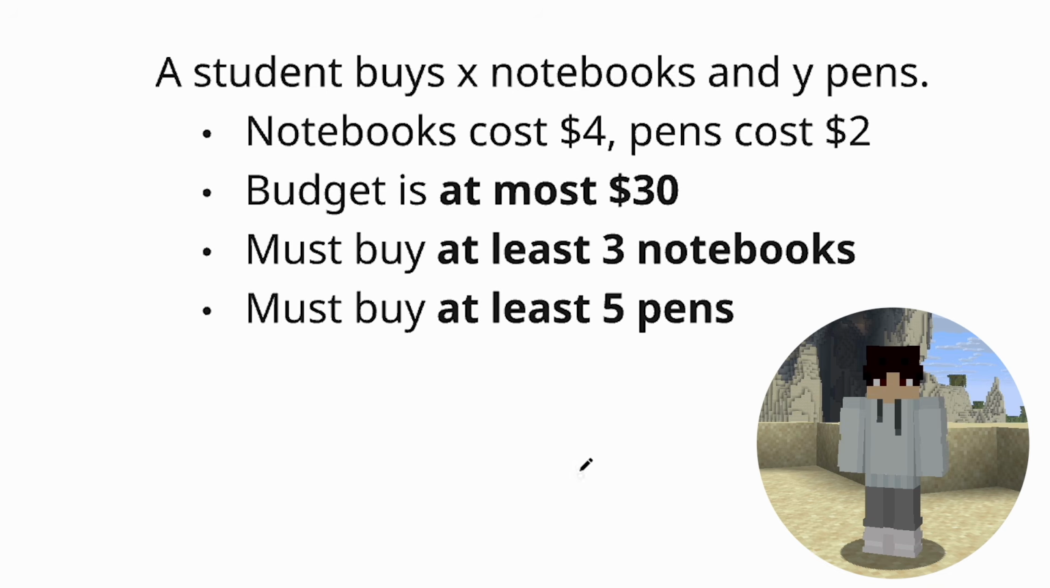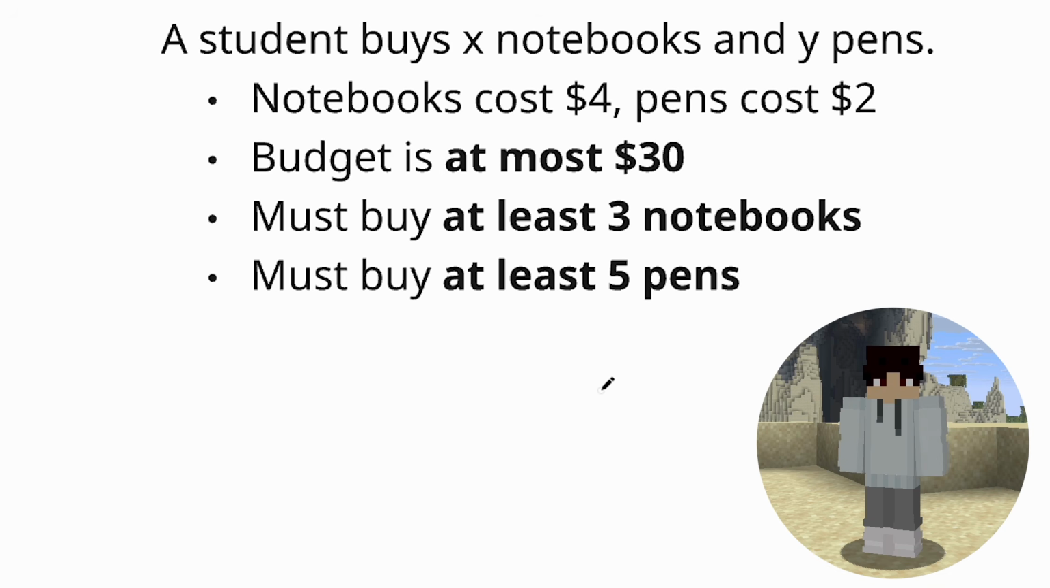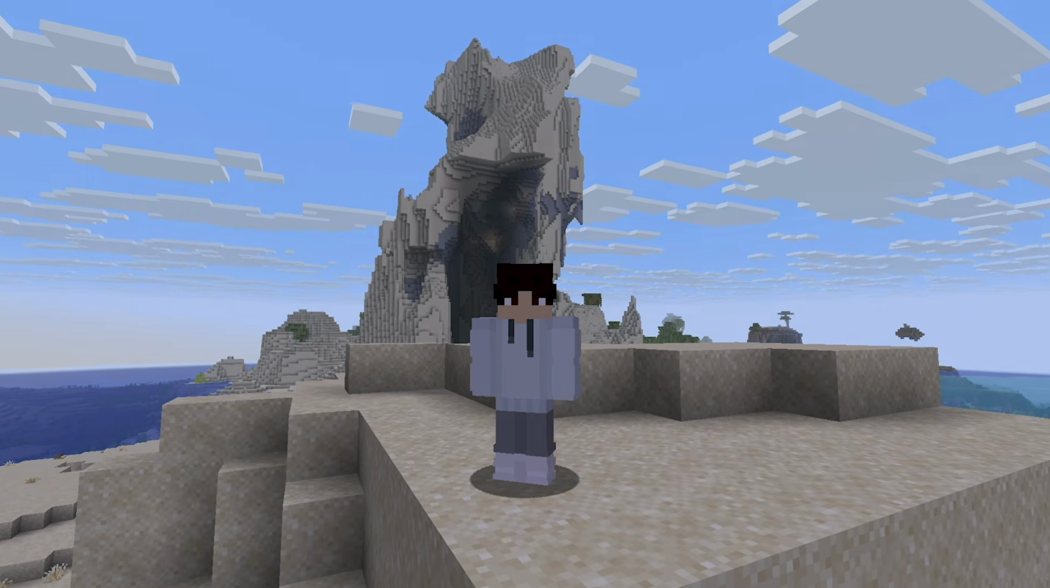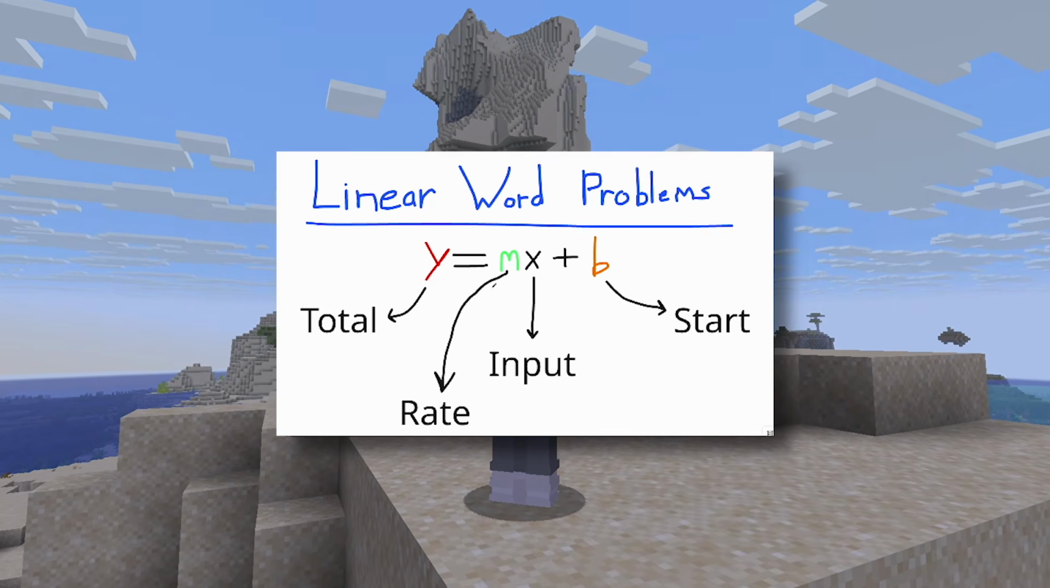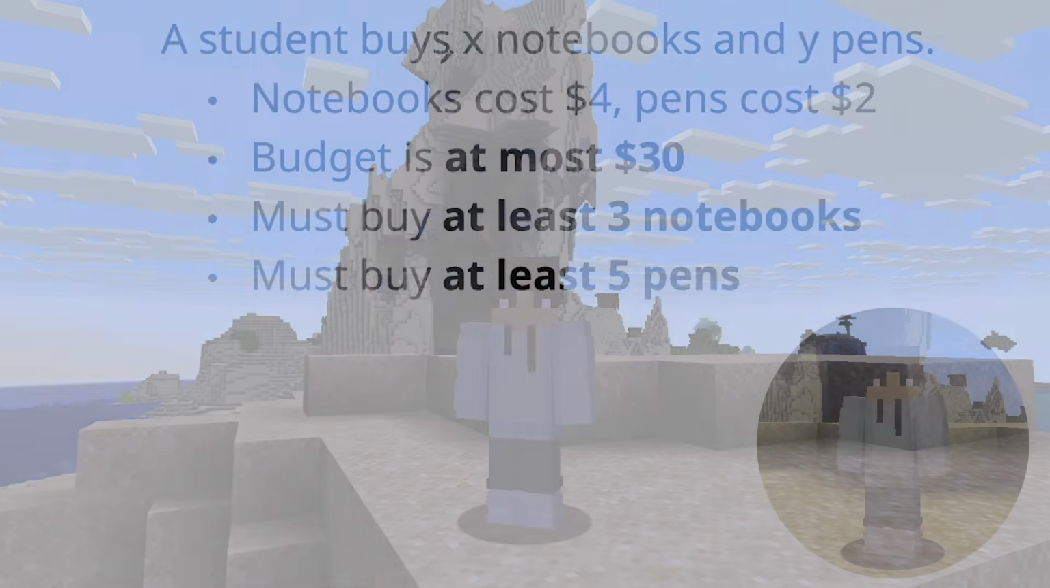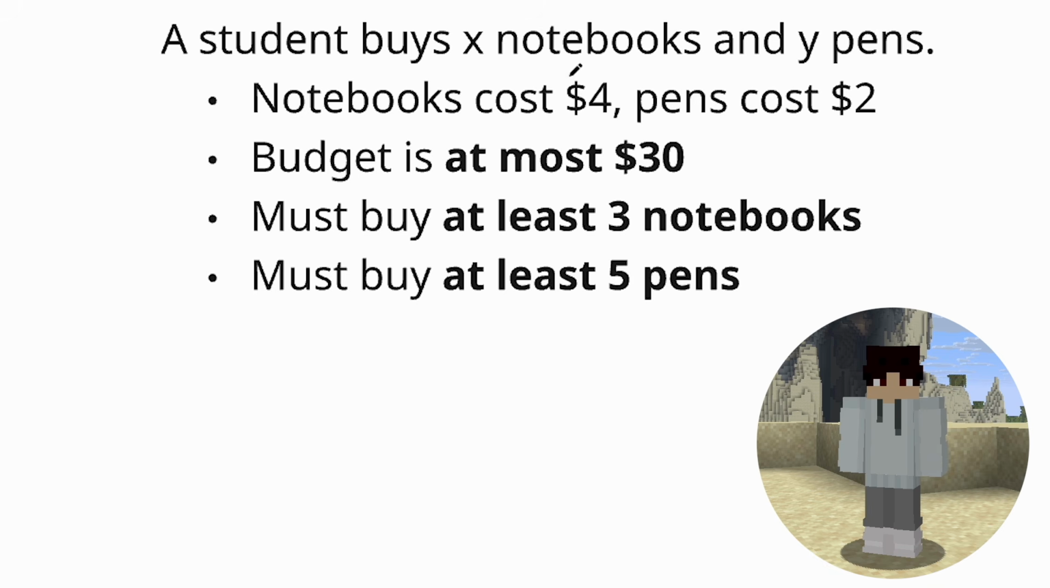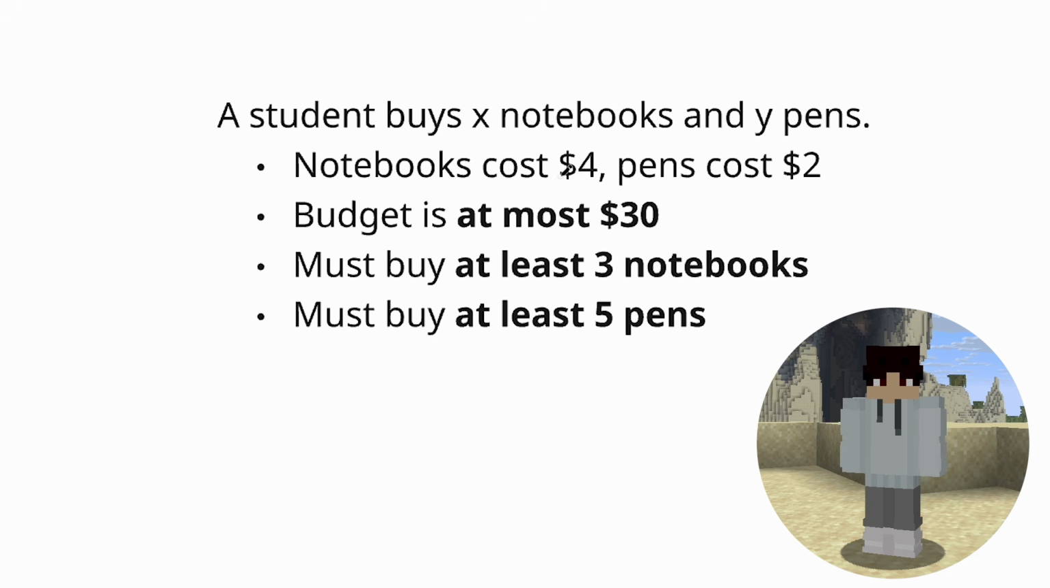But you can also have systems of inequalities. This may sound like it's complicated, but again, it's basically the exact same thing as the linear stuff, just with inequalities instead. A student buys X notebooks and Y pens. Notebooks cost 4, pens cost 2, budget is 30, 3 notebooks, 5 pens. So essentially the rate of change here is 4 for the notebooks, 2 for the pens, and then it has to be 30 at the most.